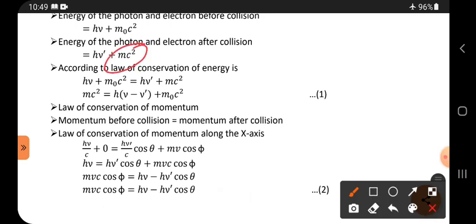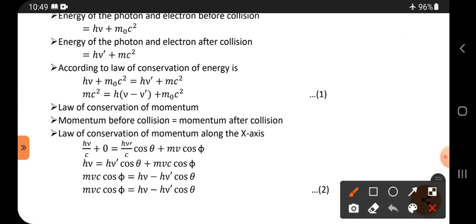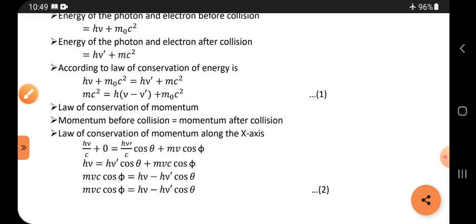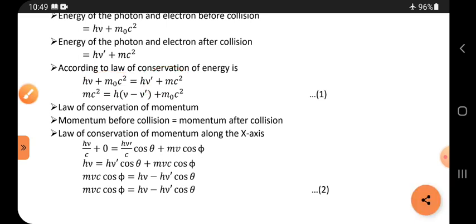Why is this energy formula shown? According to Einstein, E equals mc square. So that is why that formula is used. Next, according to the law of conservation of energy. What is the law of conservation of energy? The sum of the energies of the electron and photon before collision is always equal to the sum of the energies of electron and photon after collision. So before collision, whatever energy is present, after collision the same energy is present. That is called the law of conservation of energy.